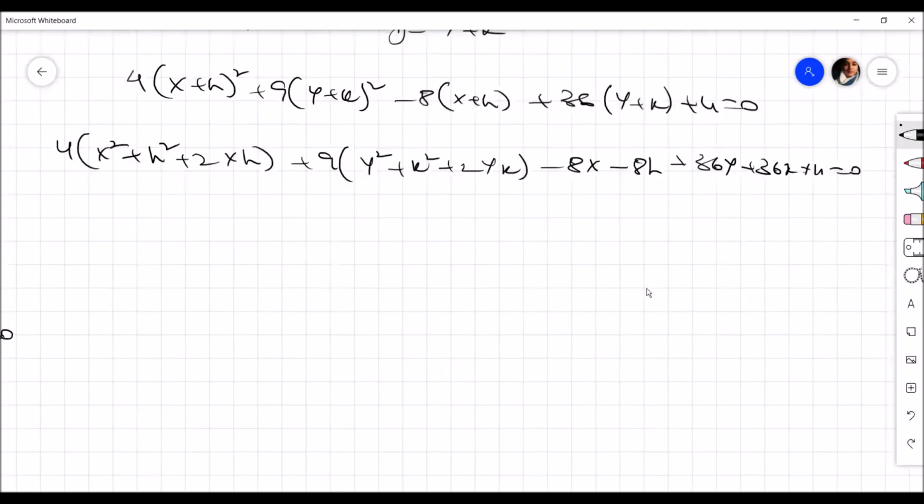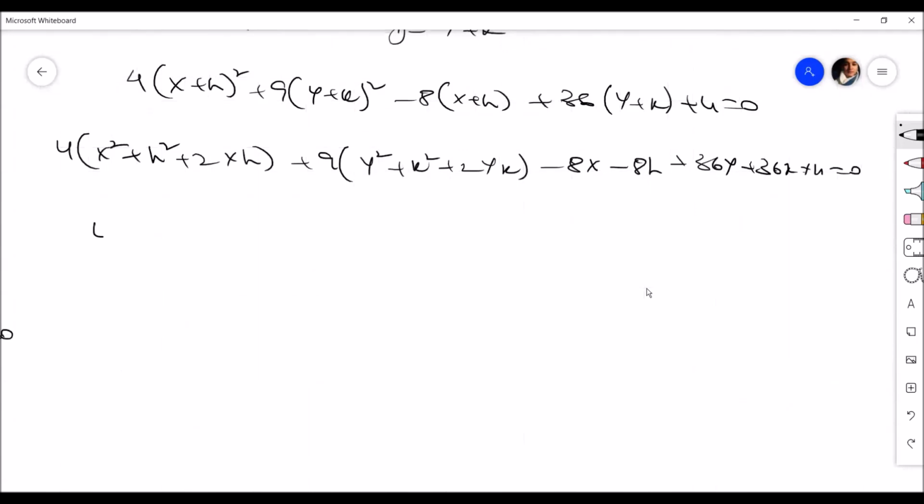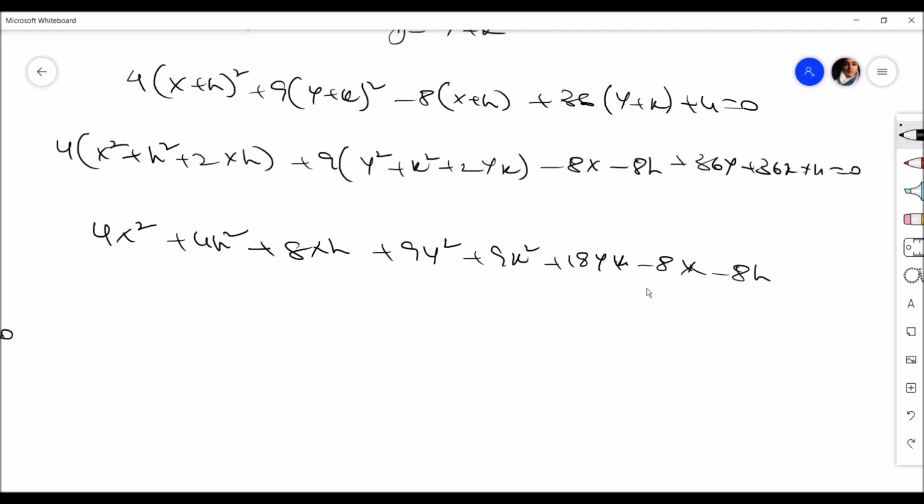All right. I'll just expand these terms as well. That will give me 4x square plus 4h square plus 8xh plus 9y square plus 9k square plus 18yk minus 8x, okay, minus 8h plus 36y plus 36k plus 4 is equal to 0. I'll group all the like terms. I'll just rearrange them in our standard order.